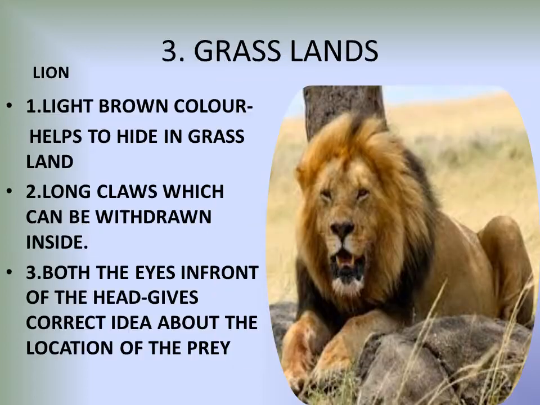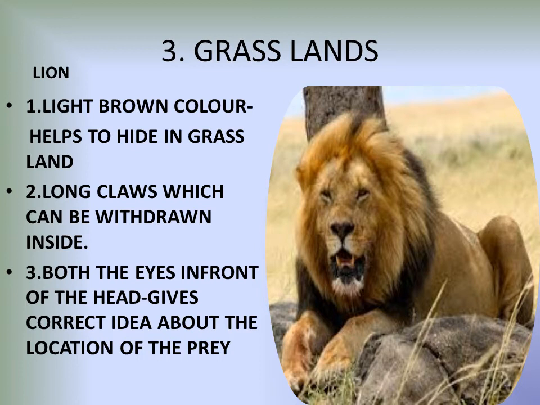So this was all about mountain habitat. Now we will move towards grassland habitat. So let's have a look at the adaptive features of the lion. They have light brown color which helps them to hide in grassland.